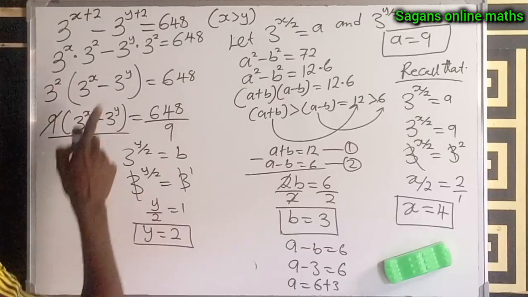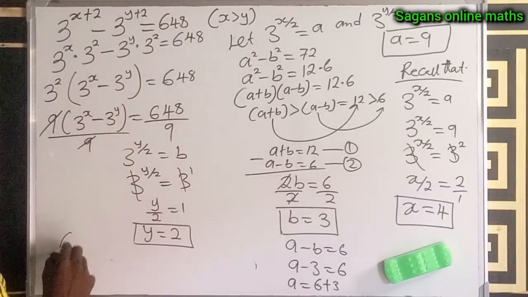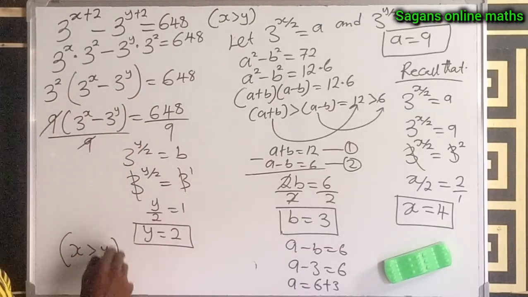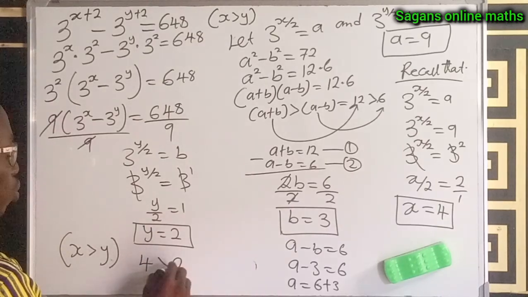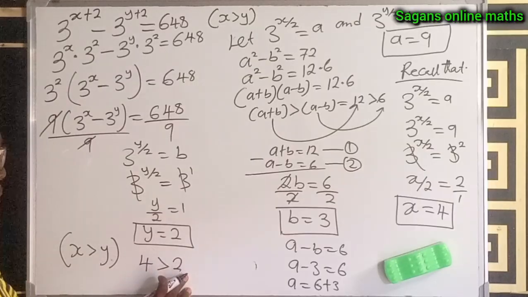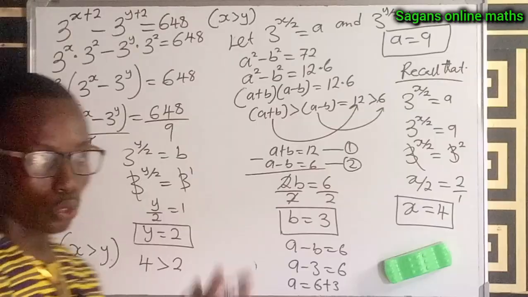Take note that for our initial problem, they said that x must be greater than y. So let's see that this is also satisfied. Our y is 2 and our x is 4. So it means that 4 is greater than 2. 4 is x and 2 is y. So that means this is very interesting and amazing. So check out case 2 and check out case 1.